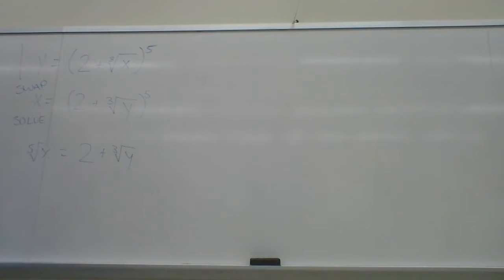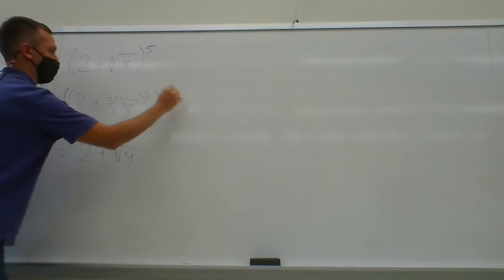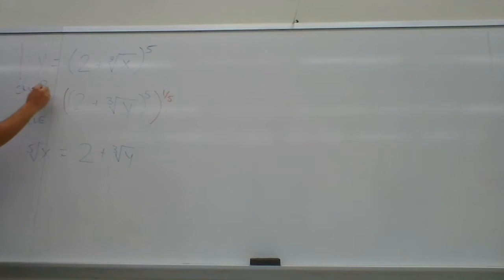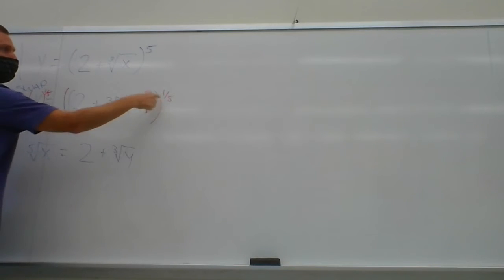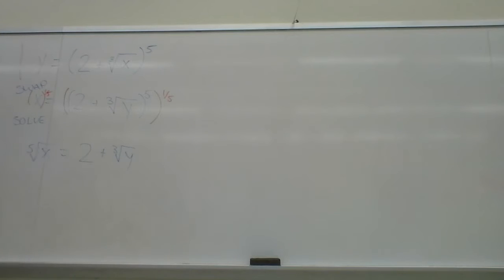This comes from that law where you do the same thing to both sides. On the left, the power distributes over, and on the right, we have an exponential, essentially, raised to another power, which means we multiply the powers. 1/5 times 5 is exactly 1, so we drop it.